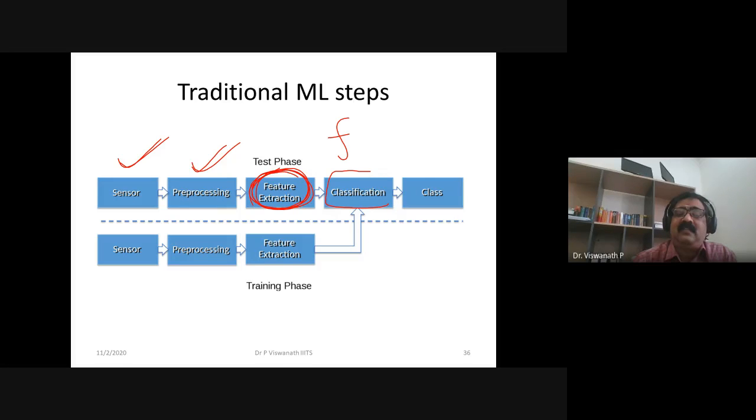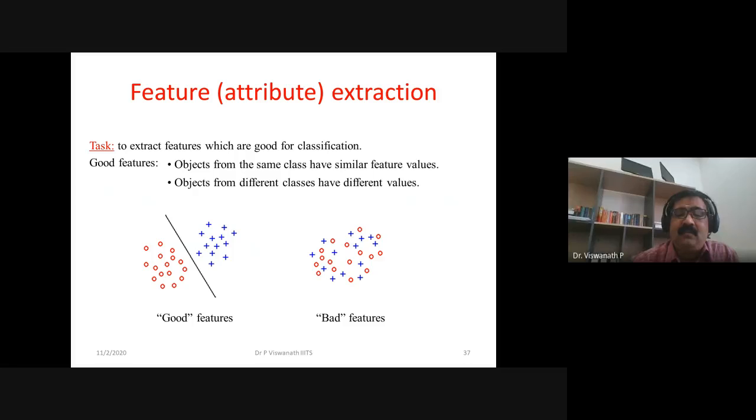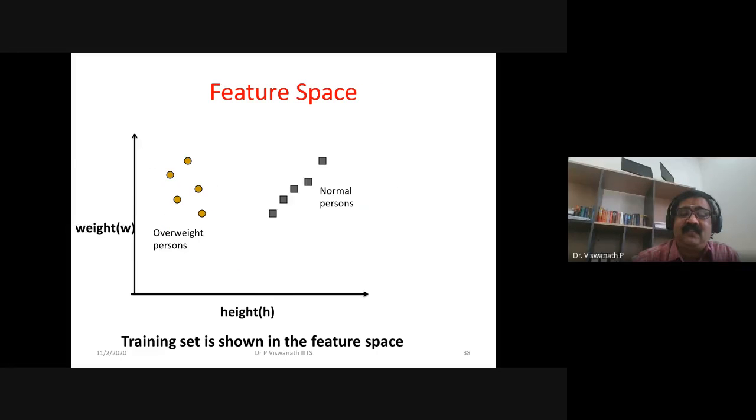Then this classifier, which is function F, can be evaluated. What is the accuracy of this function F? All these things can be done. But basically, these are the steps in traditional machine learning. Are you able to understand? I think most of you might have studied this one. Now, good features have to be like this. These are bad features, where they are overlapping. Good features have to be like this.